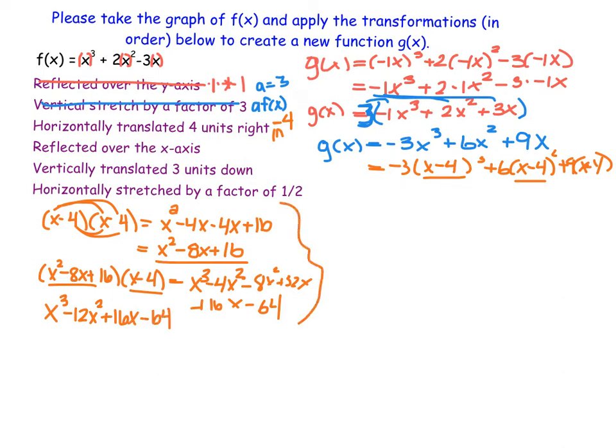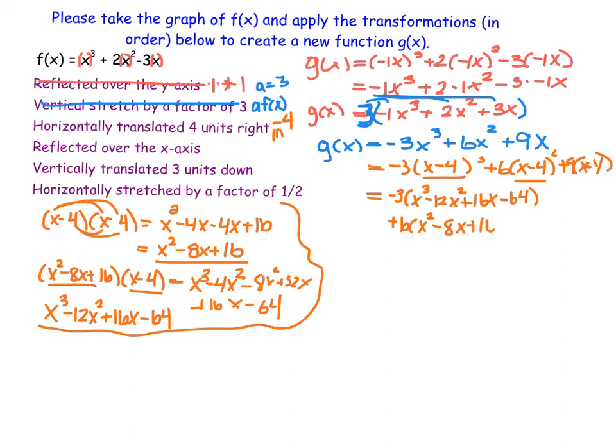So this is some little math I did off to the side. If I go back to my original function here, I end up with negative 3 times x cubed minus 12x squared plus 48x minus 64. Then I also have plus 6 times x squared minus 8x plus 16, plus 9 times that x minus 4. So I've substituted in what x minus 4 cubed and x minus 4 squared are into the problem.